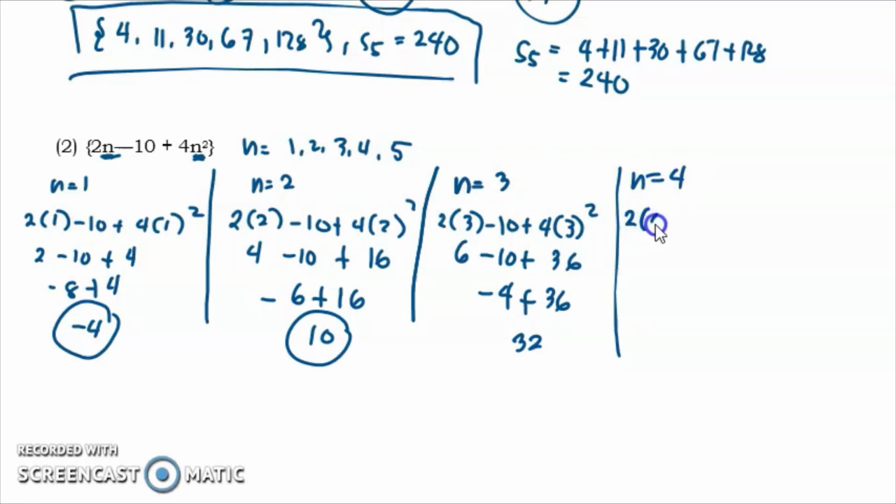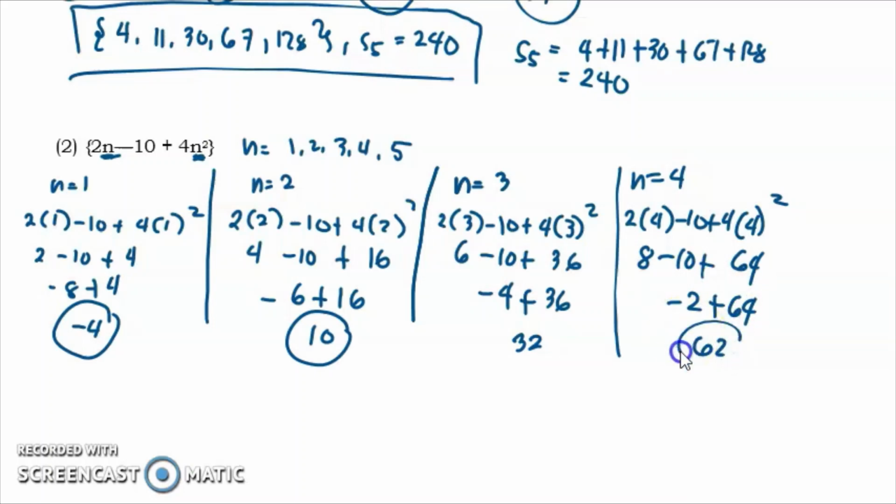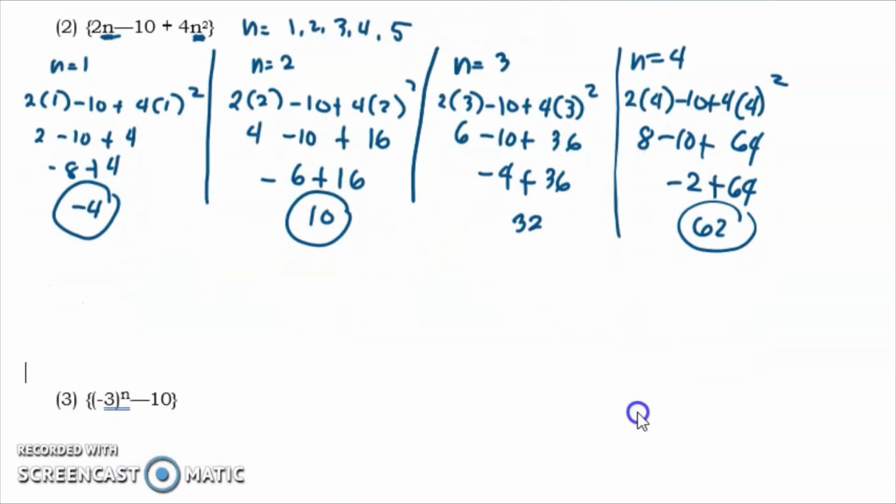So, 2 times 4 minus 10 plus 4 times 4 squared. 2 times 4 is 8 minus 10 plus 4 squared is 16 times 4 is 64. So, 8 minus 10 is negative 2 plus 64. You will have 62. Oh, yung 5 dito ko na sa baba.